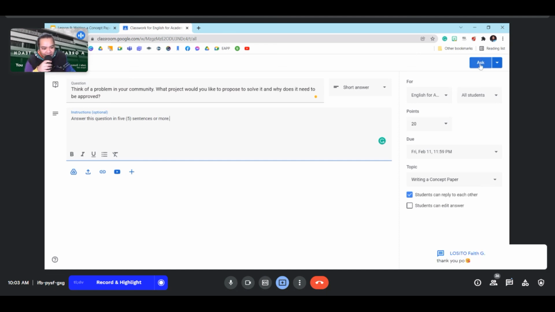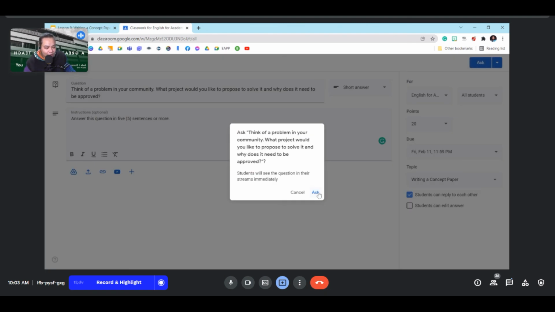So, ito po yung question natin. Again, no problem, Faith. Think of a problem in your community, and what project would you like to propose to solve it, and why does it need to be approved? Answer this question in 5 sentences or less. You have until Friday of February 11 to do so. Okay, mga anak, so make sure that you answer this. Explain yourself well, okay? Gamitin niyo yung mga pinag-aralan nating methods of elucidating para maintindihan kong mabuti kung ano talaga yung problem, and of course, kung paano niyo gustong isolve.